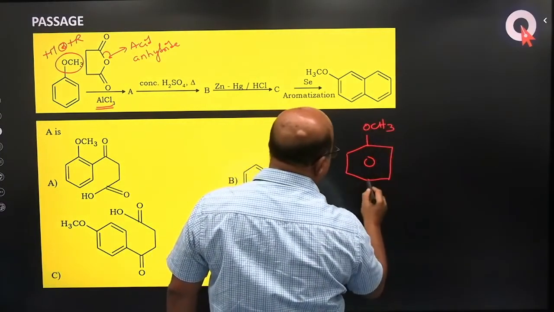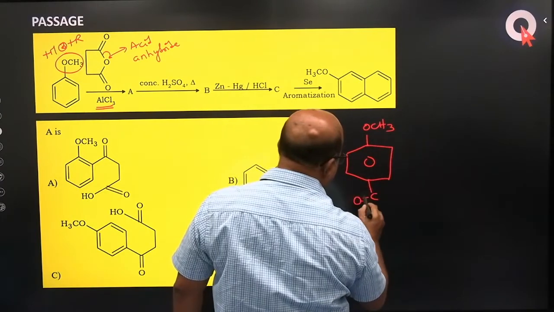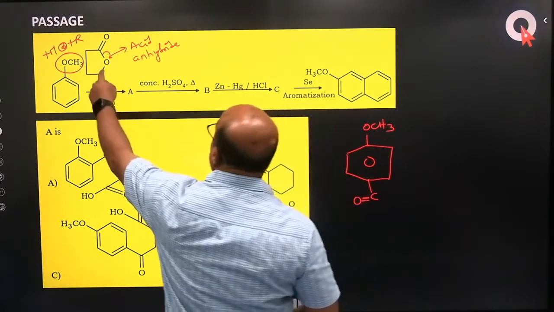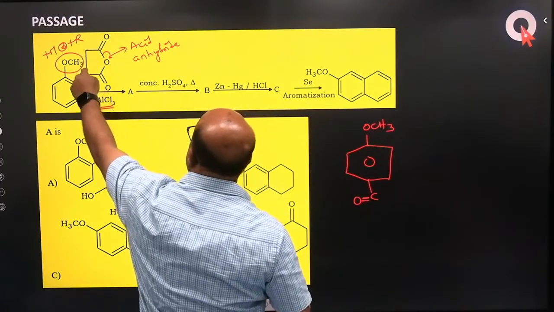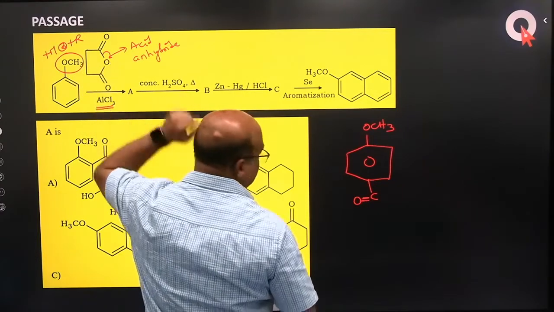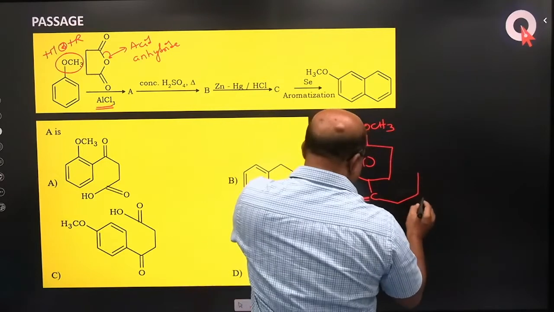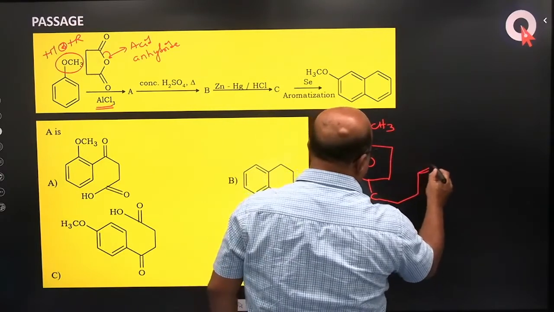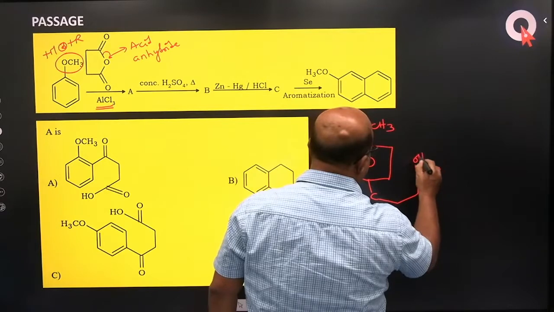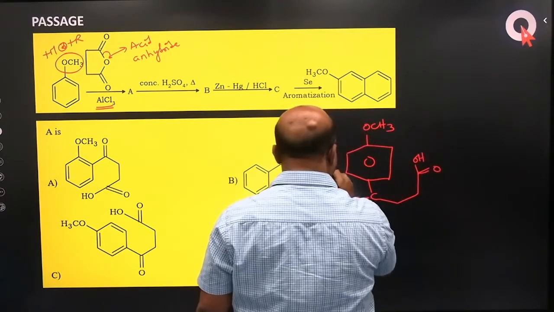At para position you will see C double bond O, but the carbon chain is C double bond O, CH2, CH2, COO minus, or CH2, CH2, C double bond O, OH. So this has to be A.